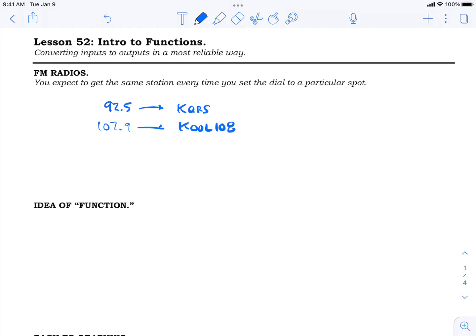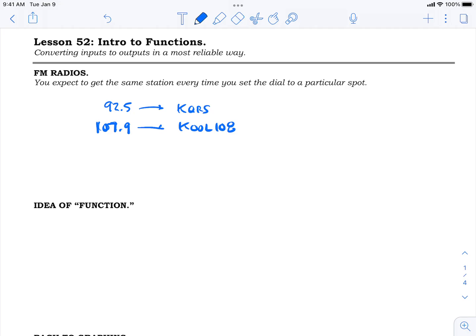But what makes this FM radio behave like a nice function is that if I now go back and reset the dial to 92.5, I'm going to get KQRS again. And if I reset the dial to 107.9, I'm going to get Cool 108 again. It's very predictable. It's very well behaved. You've got to like a radio like that. Most radios are like that. So that's the good news.